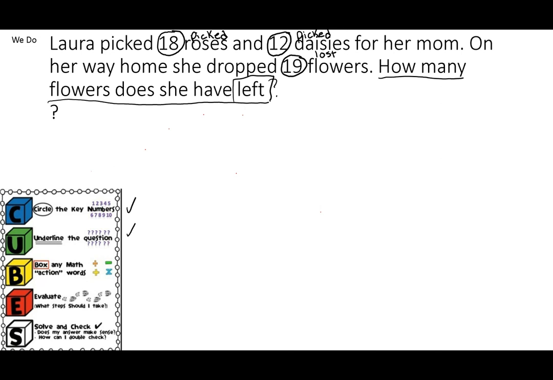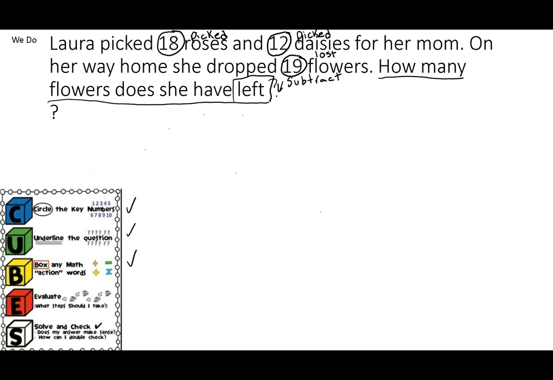Great job. The word left. And this word left, what operation is the word left telling us to do? Perfect. The word left is telling us to subtract. And then after we box it in, we may check off and move to the next step. The next step is to evaluate.